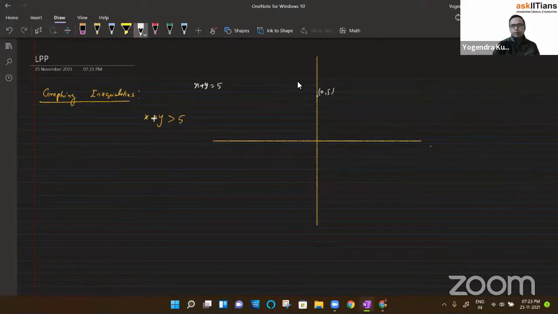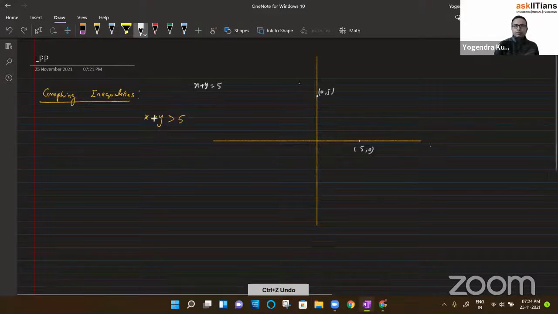0 comma 5. And then when y is 0, x is what? That is also 5, so 5 comma 0. This is the better way, whenever the equation is like this, we should take that. If the equation is something like x equals y, or 2y, or like that, then you can take different points. 0 comma 0 it will pass through, and then some other point you can take, then you can graph it. Because to graph any line we need a minimum of 2 points, so that way it is correct.